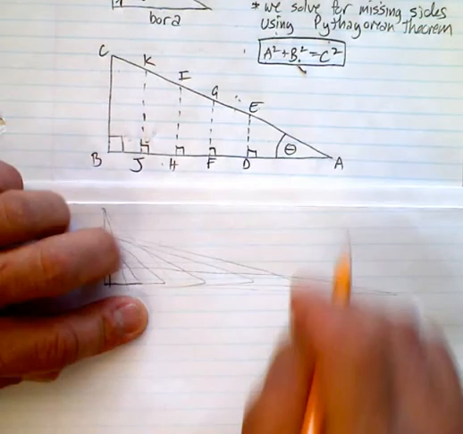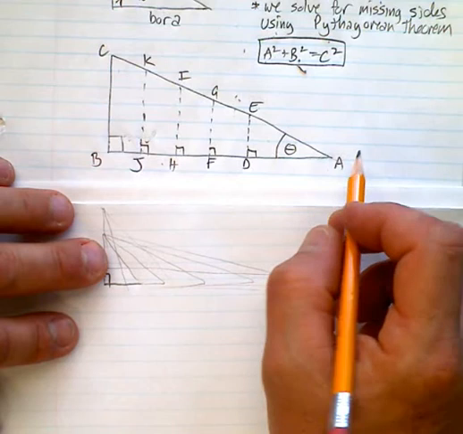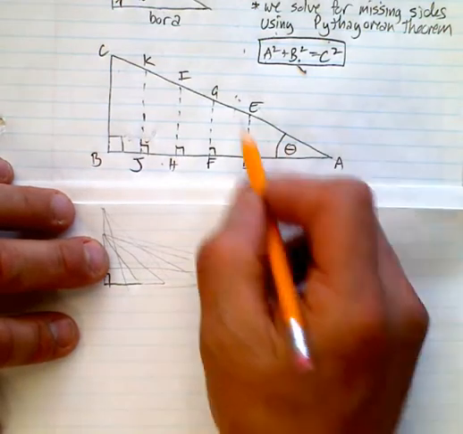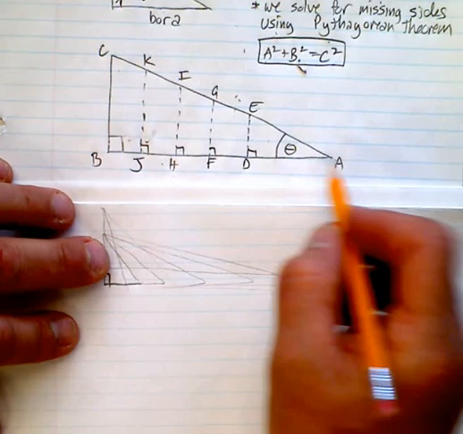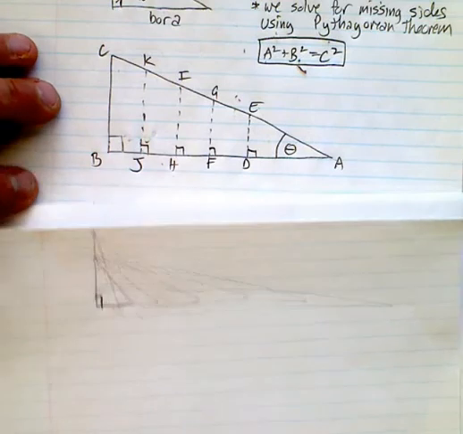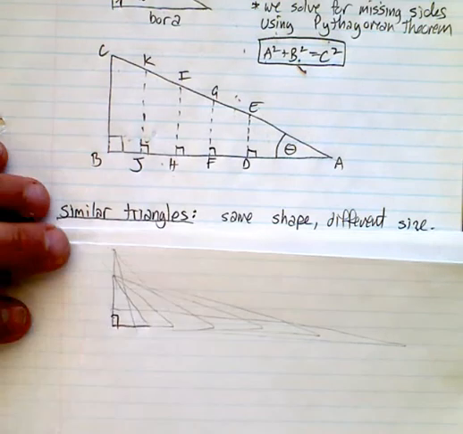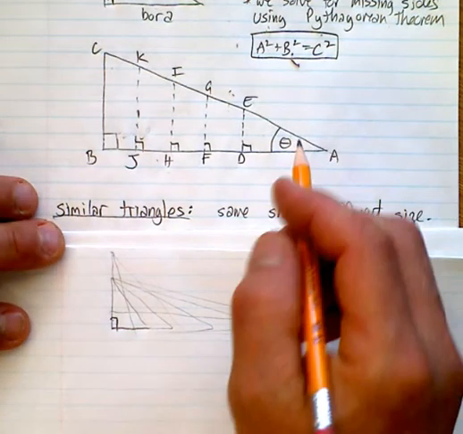So if we look at this, what I'm hoping that you see is that each of these triangles, so we can look at AED, or we can look at AGF or AIH or AKJ or ACB. What they are is they are all what we call similar triangles, okay? They all have the same shape, but they have a different size.